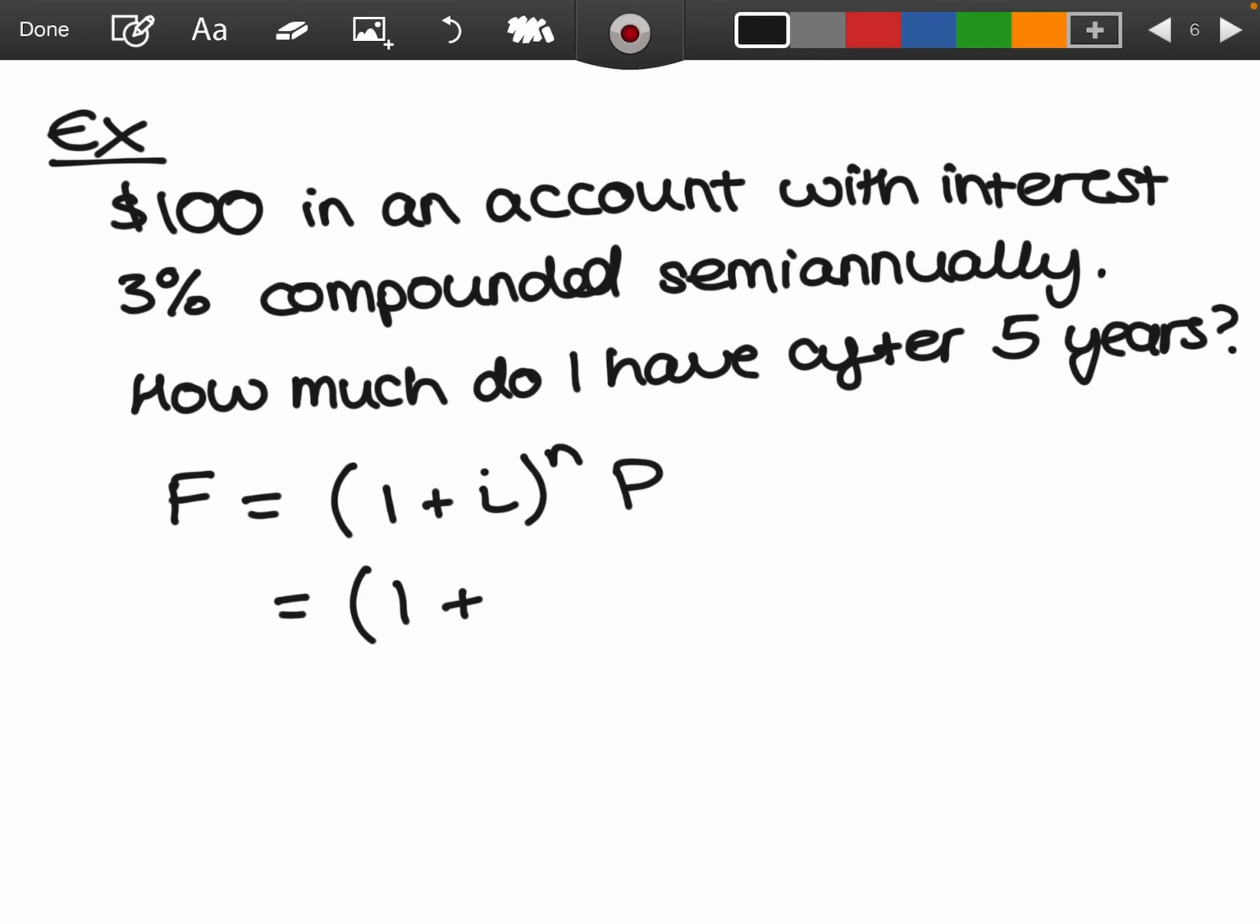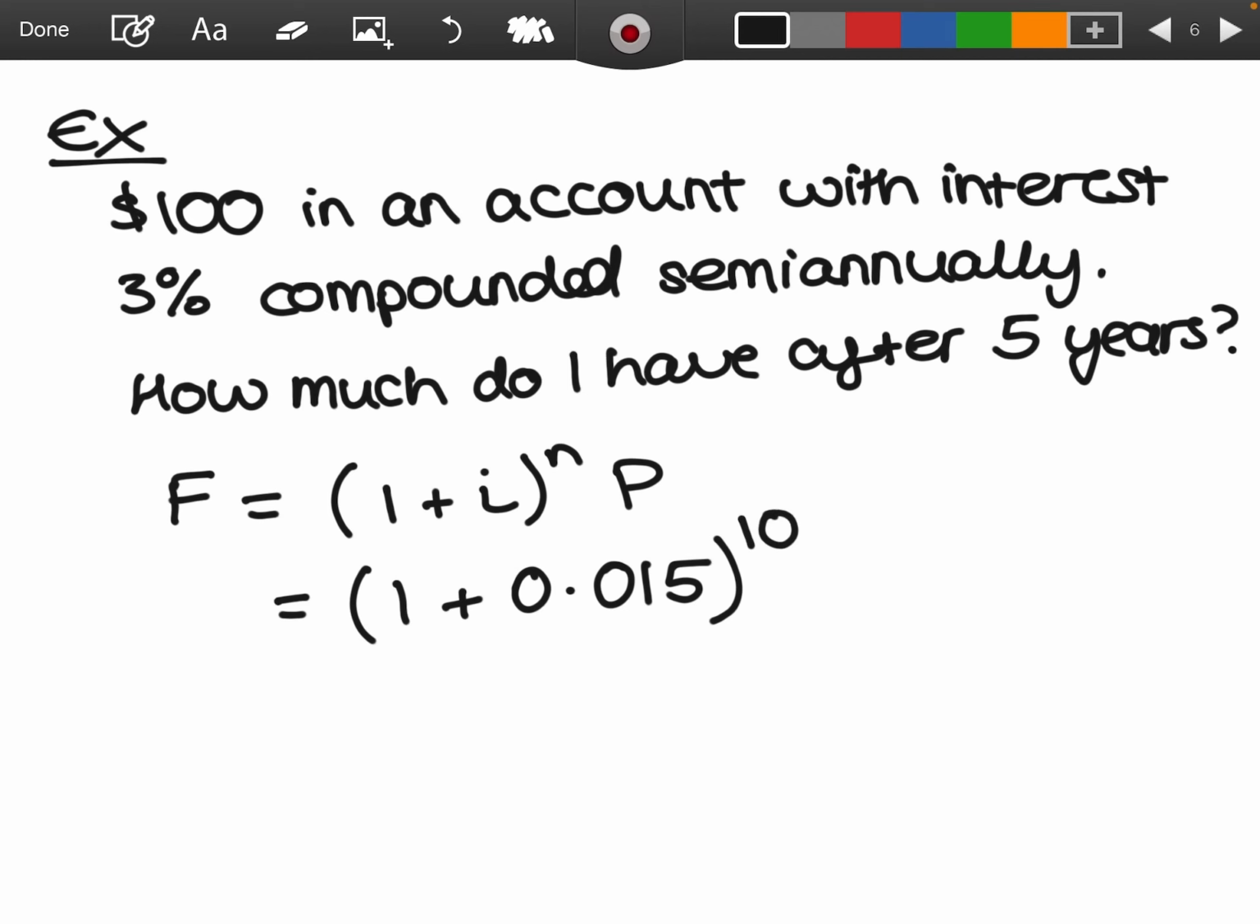In this case, we've got 3% compounded semi-annually. So that 3% is divided into two different periods, which means that it was 1.5%, like we said before, which is 0.015. N, how many pay periods do I have here? I'm looking at after 5 years. It's compounded semi-annually, which means that I'm compounding twice a year for 5 years. So my N in this case would be 10.